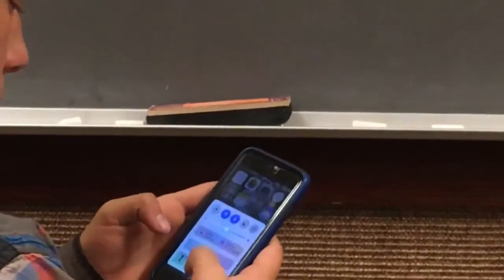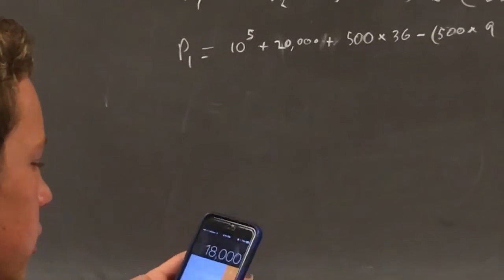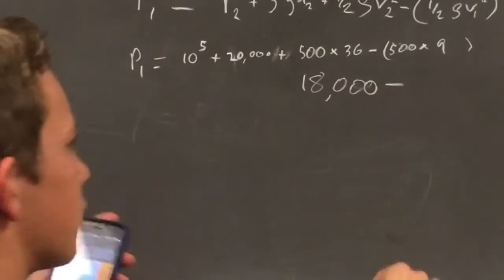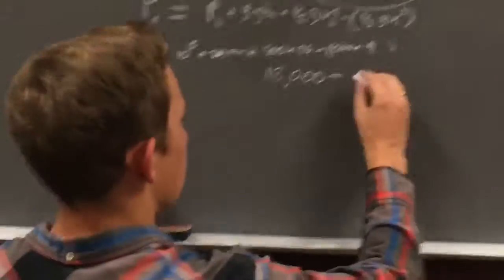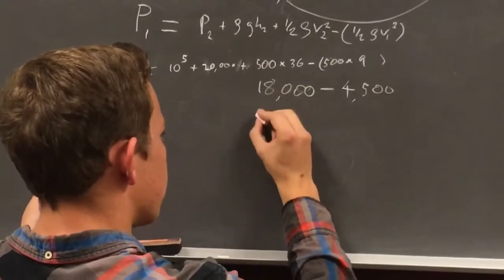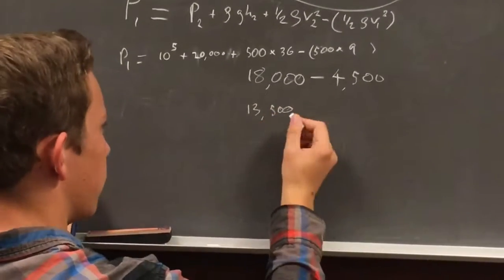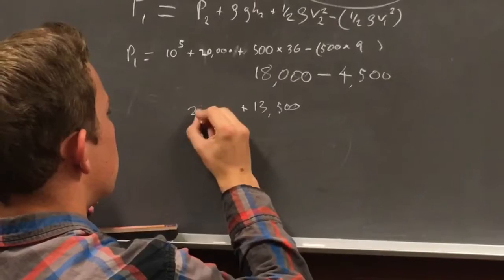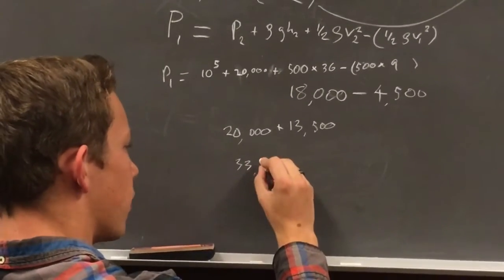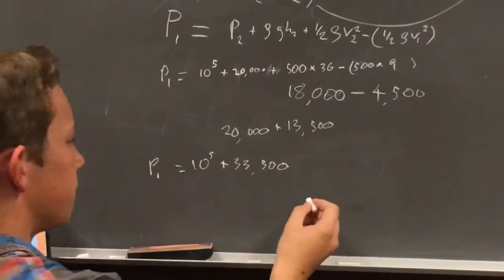So, calculator, we have 500 times 36 is 18,000 minus 500 times 9, 4,500. So we can just make this into 13,500, and then plus 20,000, which would be 33,500 plus 10 to the 5th equal P1.